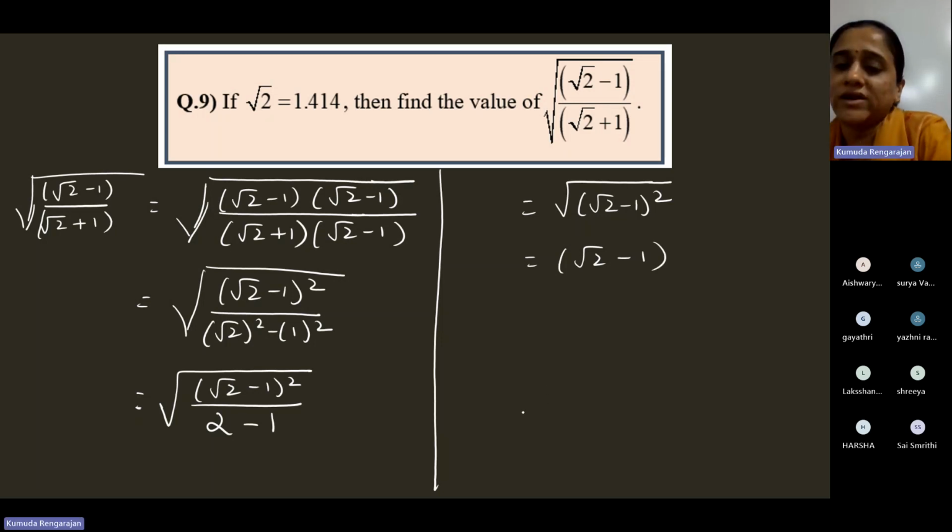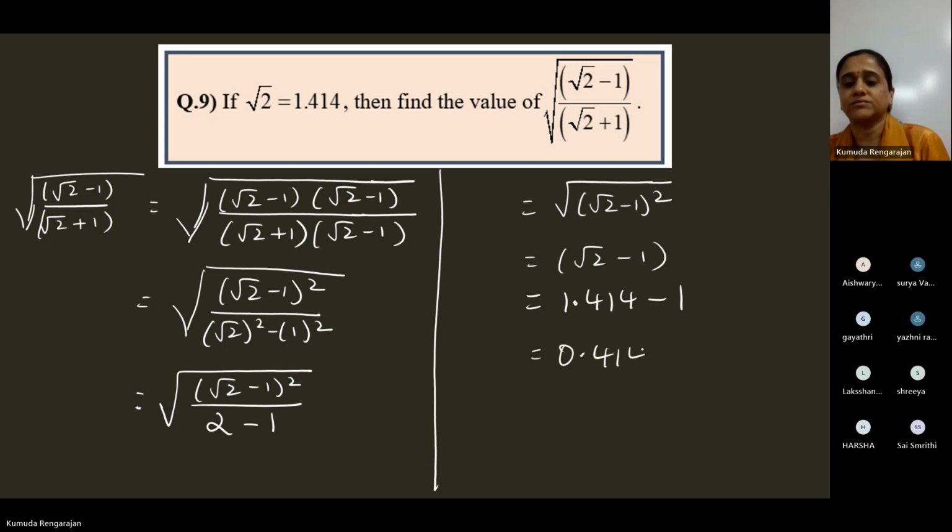Square root of root 2 minus 1 the whole square. So under the square root, we have root 2 minus 1 into root 2 minus 1. We have it 2 times. So its square root is root 2 minus 1. Now the value of root 2 is given to us, 1.414 minus 1, which is 0.414.